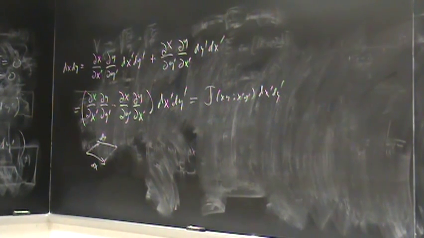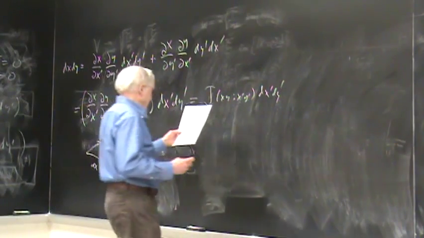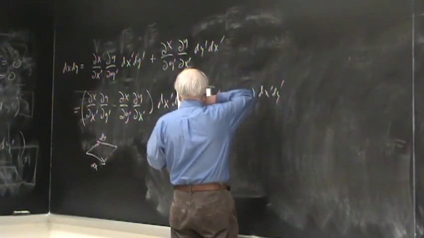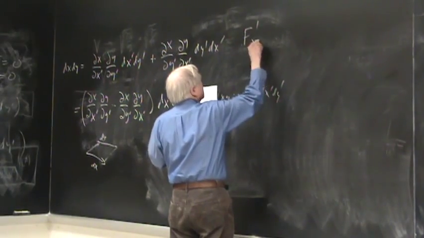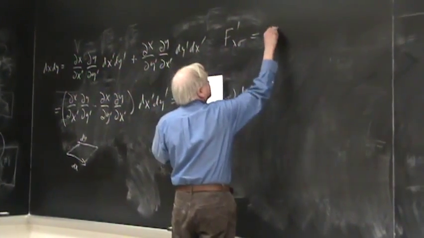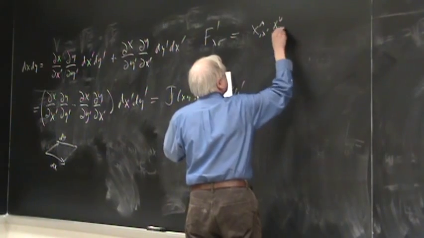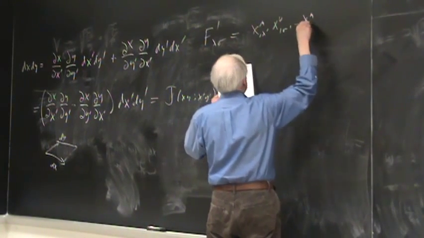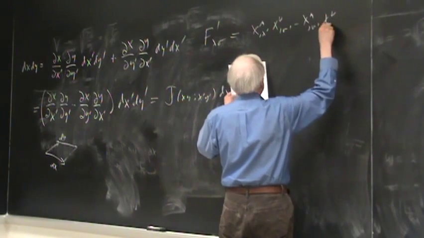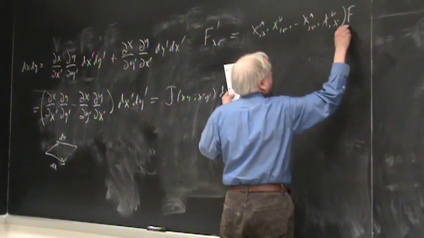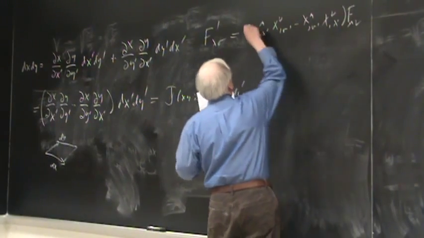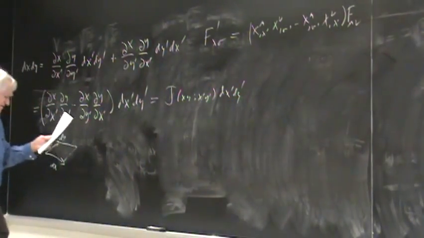All right, so F mu nu is anti-symmetric. And these p-forms are invariant. And in particular, we find how F mu nu transforms. F prime lambda sigma. I'm skipping something in my notes. It's x mu comma lambda prime, x nu comma sigma prime, minus x mu comma sigma prime, x nu comma lambda prime, F mu nu. So that's how this thing transforms.